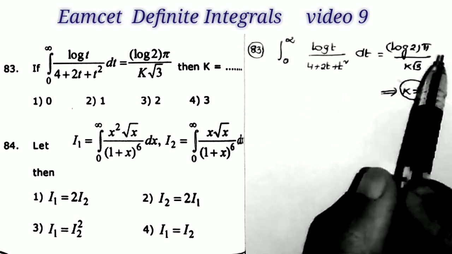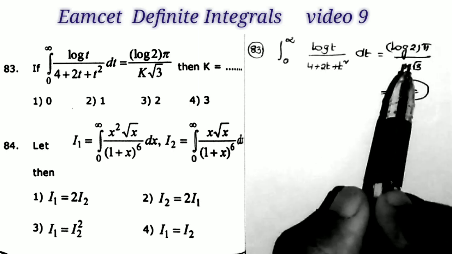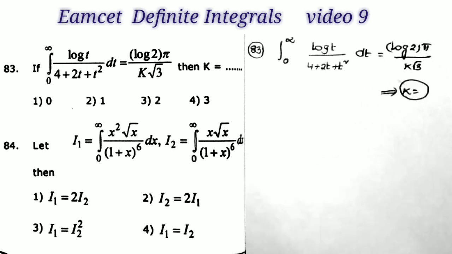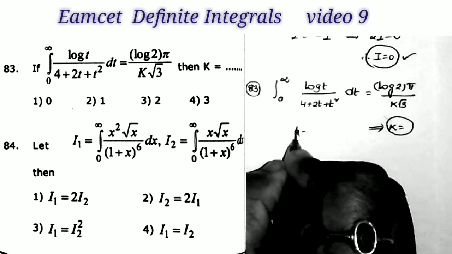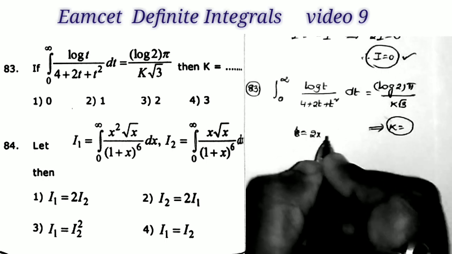Okay, so the answer to the question is given here. We have to find this constant in the answer. One constant is missing here. So first, to solve this question, I take t is equal to 2x in the given question.